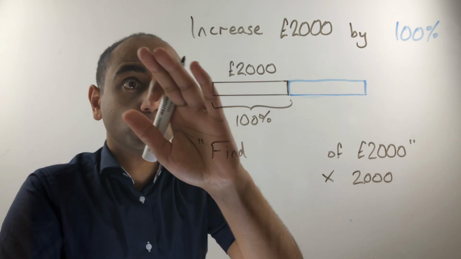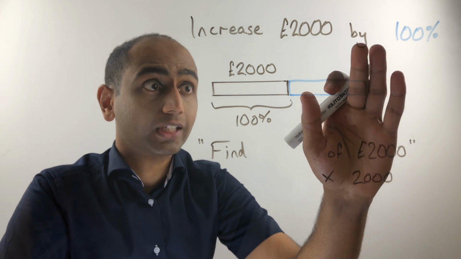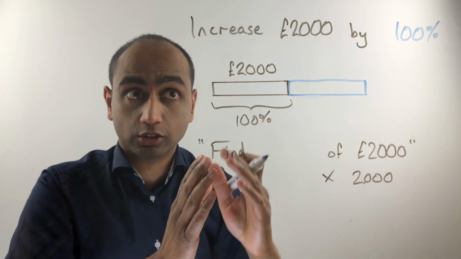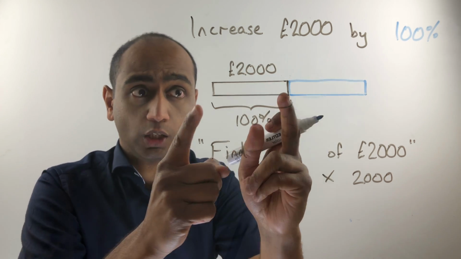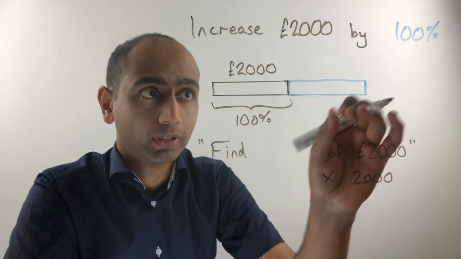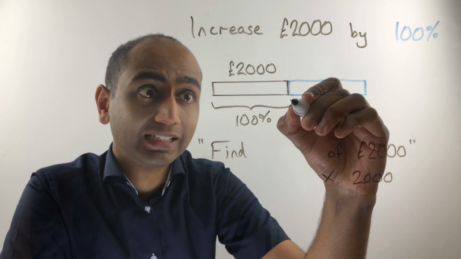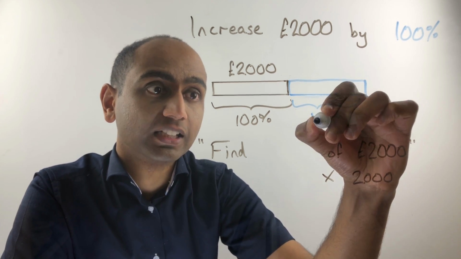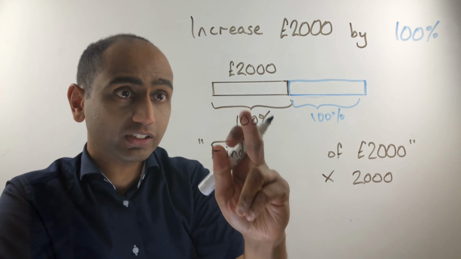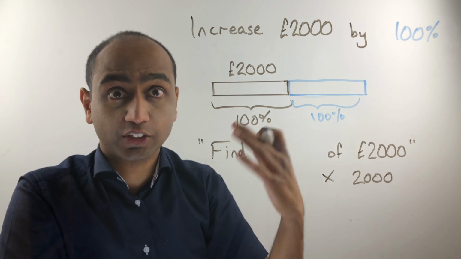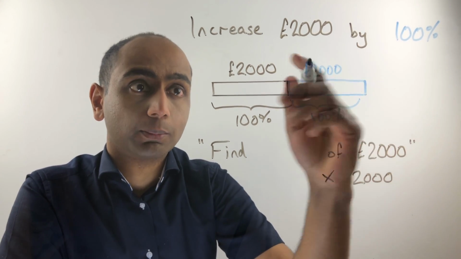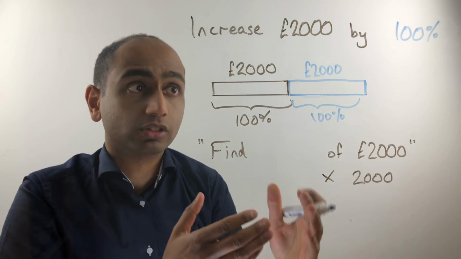In this next example, we are increasing £2,000 by 100%. Now, in the previous example, we increased £2,000 by 7%, which meant we needed to add on an extra 7% into our bar diagram. This time, what we're going to add on is an extra 100% of £2,000. And hopefully you can see that that's simply going to be another £2,000. So altogether, we're going to end up with a total of £4,000.